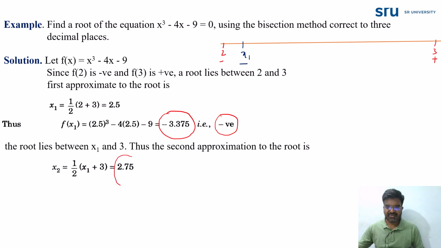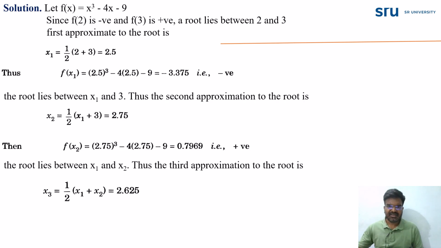What is the midpoint of x1 and 3? It is 2.75. That is the next approximation of the root. Now we find the functional value at x2. You can see the functional value at x2, 0.7969. It is positive. So at x2 the function is positive.